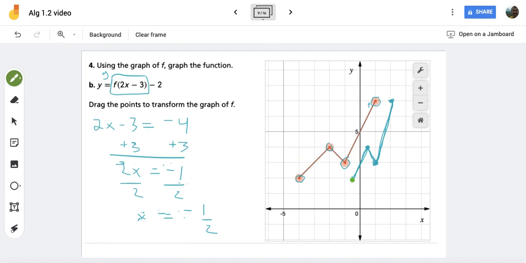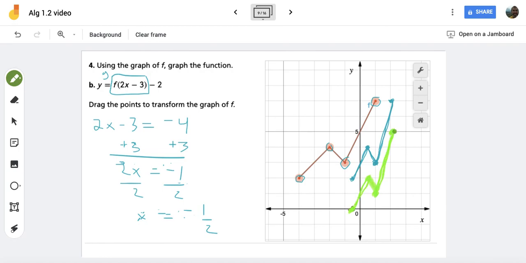-2 is just dropping it down 2. So 1, 2. It's going to be here. In fact, let me change to a thicker marker. Right here. It's actually a highlighter. Down 2 to here. Down 2 to here. Down 2 to here. So here's my final answer for the h function.